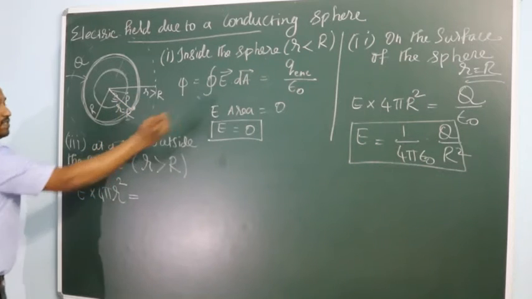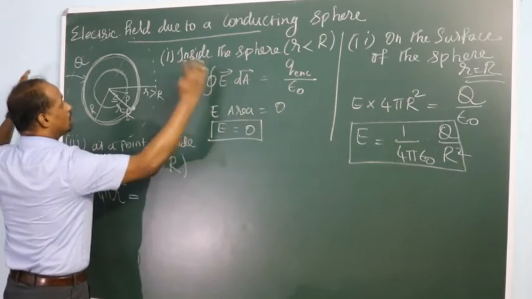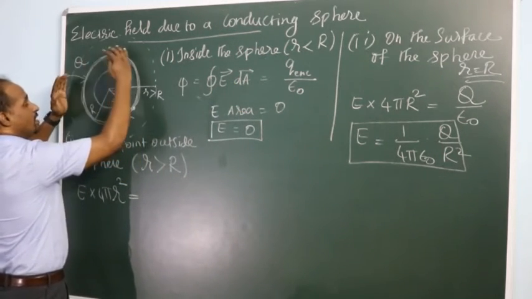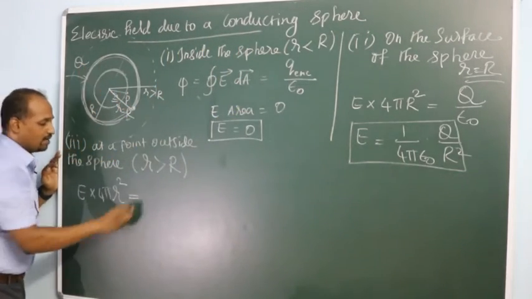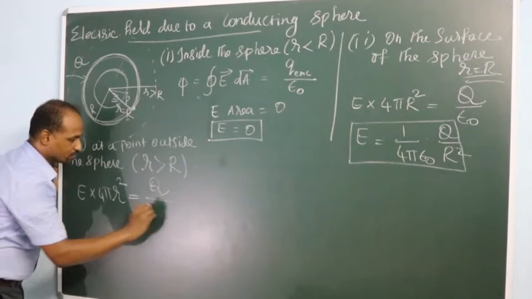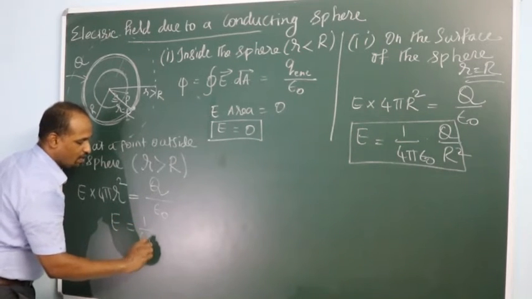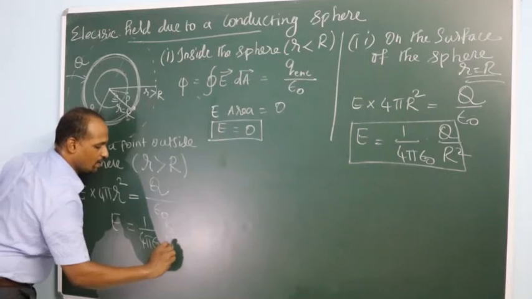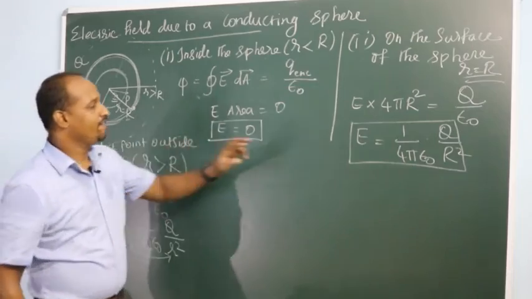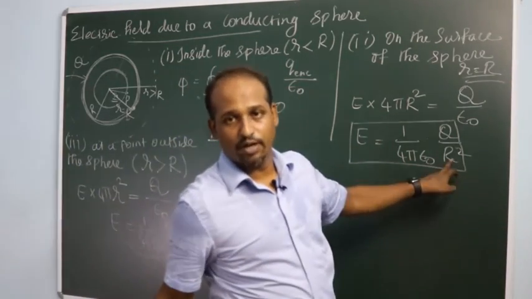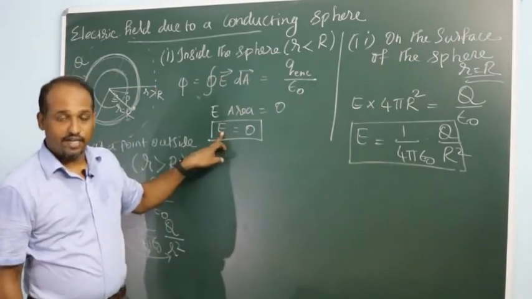Whatever size of Gaussian surface you imagine, the sphere contains the total charge Q. Whatever be the size, all will contain the same charge Q. Then it will be Q by epsilon naught. So the electric field at a point outside the sphere will also be 1 by 4 pi epsilon naught Q by r square. So the electric field outside the sphere is inversely proportional to r square. The electric field on the surface is also given by this, but r is constant, so the electric field is constant, and the electric field inside the sphere is 0.